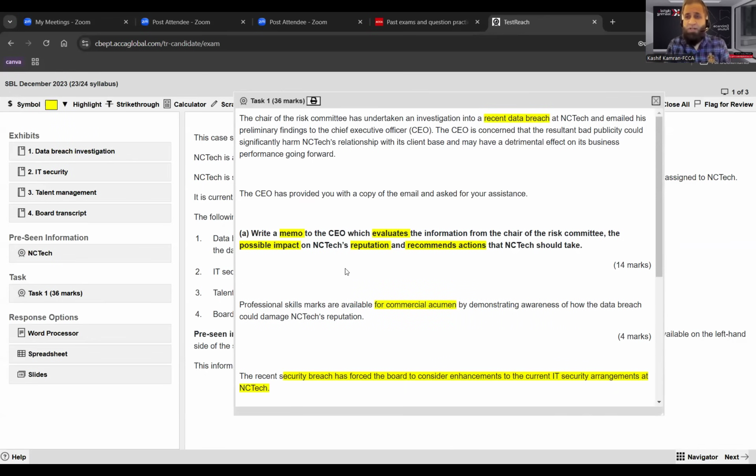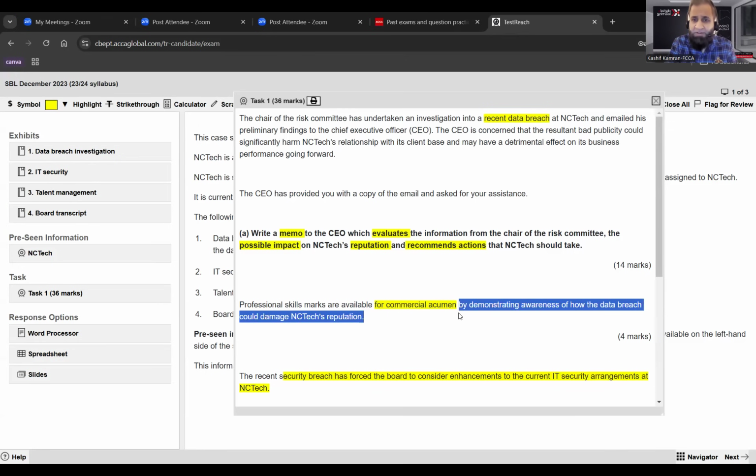They will stop at commercial acumen and think, okay, what's the meaning of commercial acumen? What does commercial acumen mean? And they start relating that to their answer somehow. No. Commercial acumen is to be demonstrated, but how? Look at the next line. Look at the line in the green.